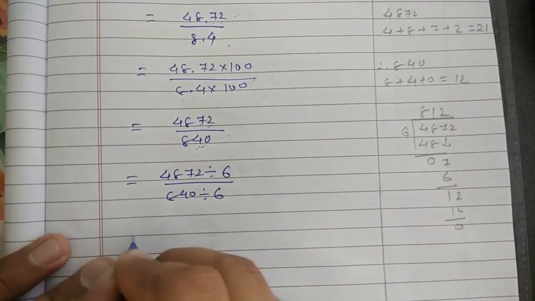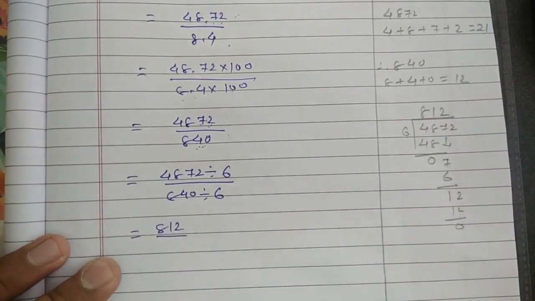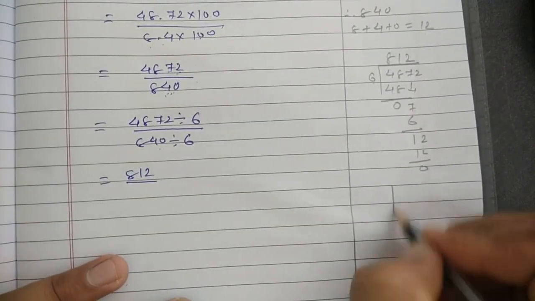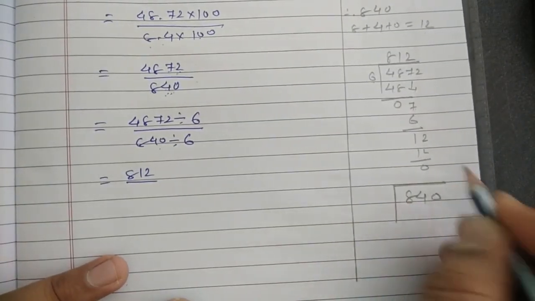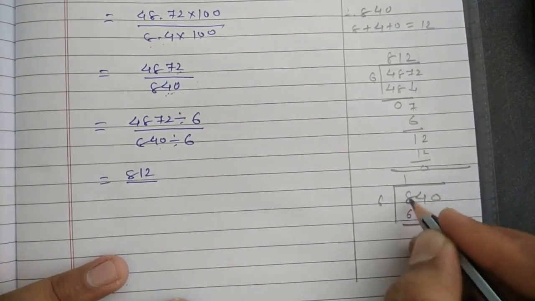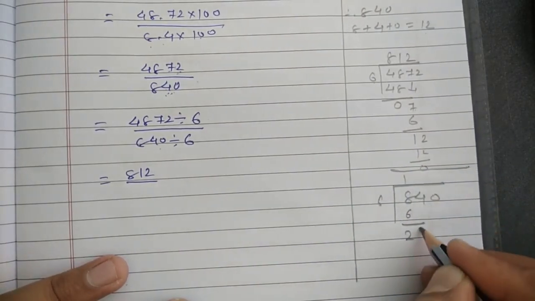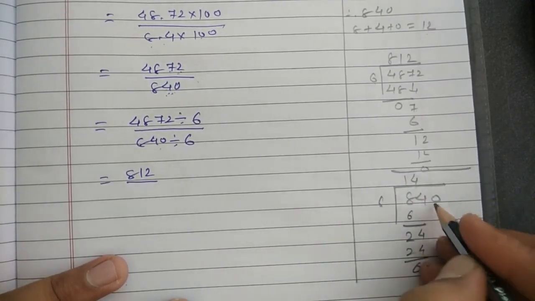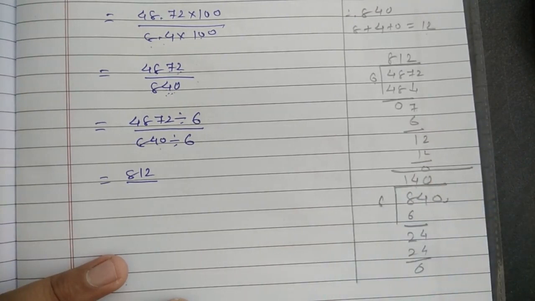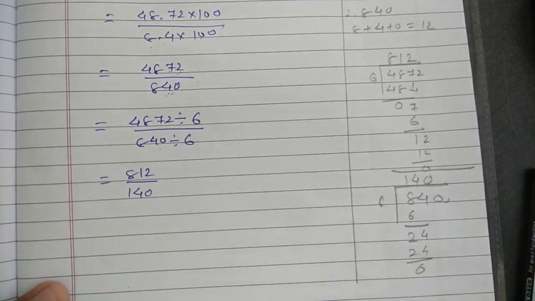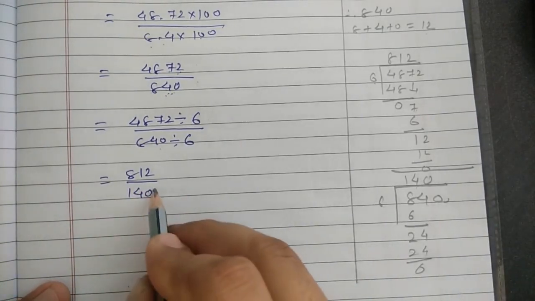Answer is 812. So here 812 will come, and afterwards we have to divide 840 by 6. The same way, 840 by 6: 6 1s are 6, 8 minus 6, 2, then 4 will come down, 6 4s are 24, here 0, this 0 will come directly. So here what is the answer? 140. So now here we can do this division easily.